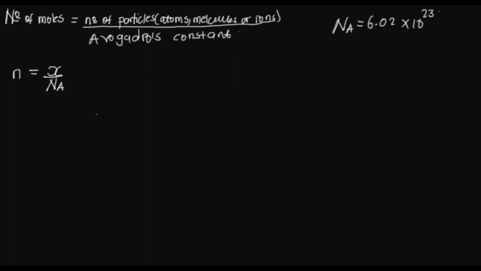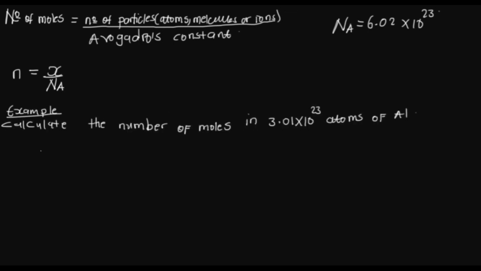So let's say we have the first example. Calculate the number of moles in 3.01 times 10 to the power 23 atoms of aluminium. So here we have been given the number of atoms, so we can see that we have been given the value of x, because x denotes the number of atoms or molecules or ions. So here we are solving for the number of moles. So you can say number of moles is equal to our x, which is the number of atoms, divided by Avogadro's constant.